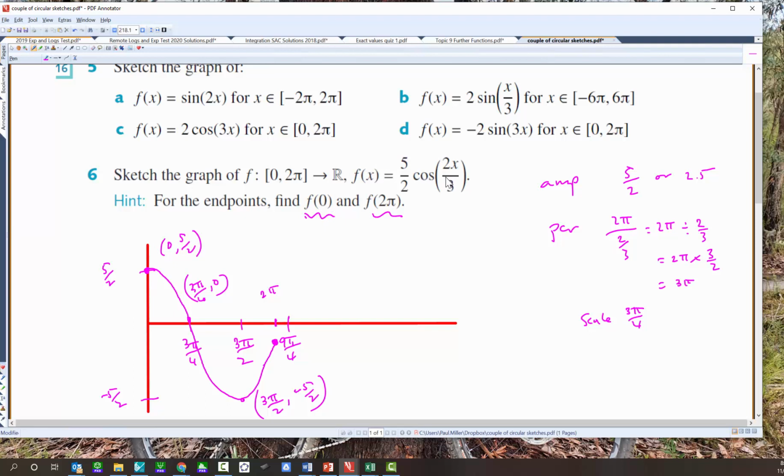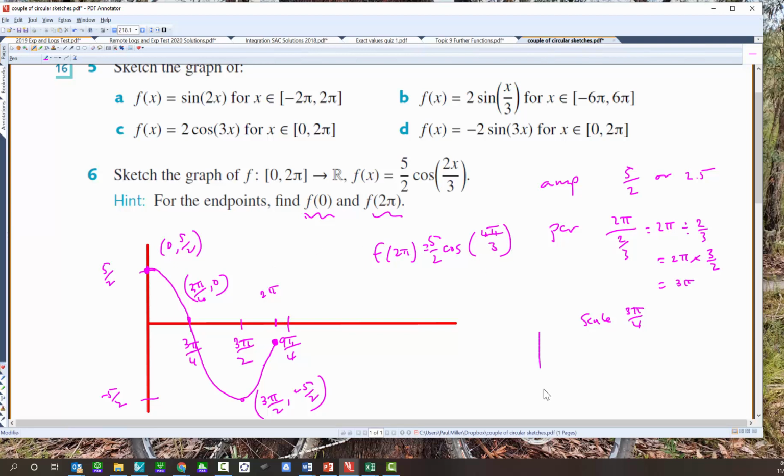would be the cosine of 2 times 0, which is 0, 0 divided by 3, which is 0. So the cosine of 0 is 1. 1 times 5 on 2 is 5 on 2, as this suggests. Right, so now let's slam in 2 pi into this, and let's just see what happens. I'm going to do f of 2 pi equals 5 on 2 cosine of 4 pi over 3.